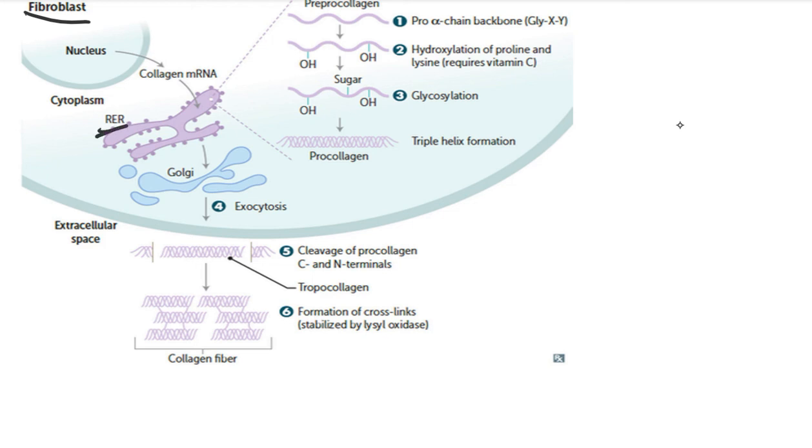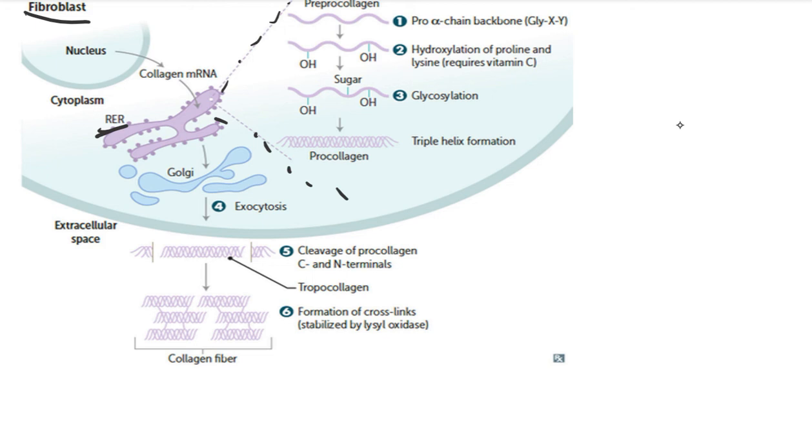Here we're looking at the rough endoplasmic reticulum, and all the steps that are with these dashed lines are occurring in the rough endoplasmic reticulum. The very first step is that the pro-alpha collagen chain, or pre-pro collagen, is formed, which has the primary amino acid sequence glycine-X-Y, where X and Y are either proline or lysine.